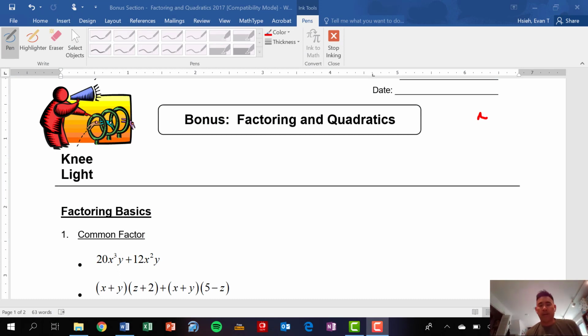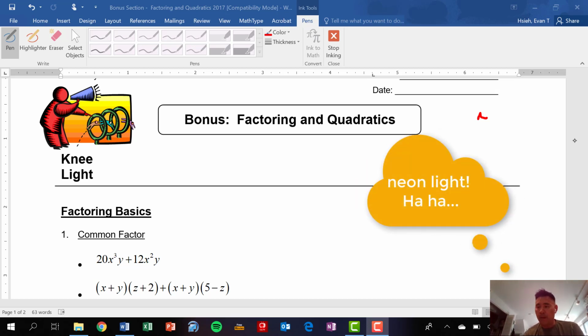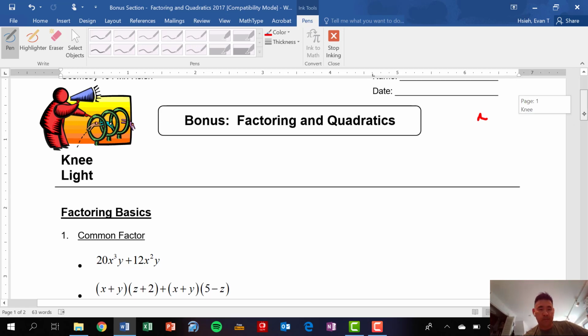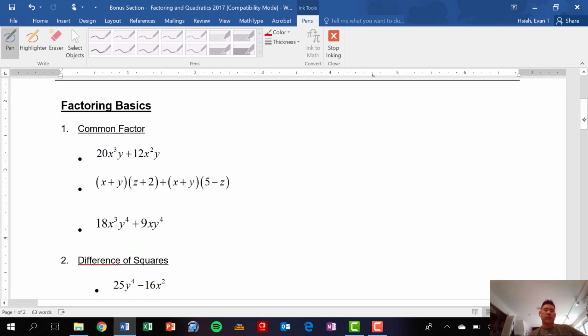All right, one of the tools that we use throughout this entire course is factoring and solving quadratics. And so I'm going to go through some of the basics of factoring and then just talk a little bit about how we solve quadratics using factoring. So factoring is definitely something you should have done last year in Algebra 1.